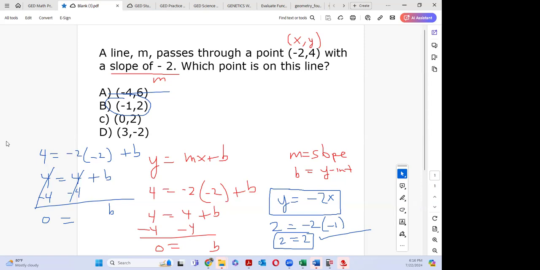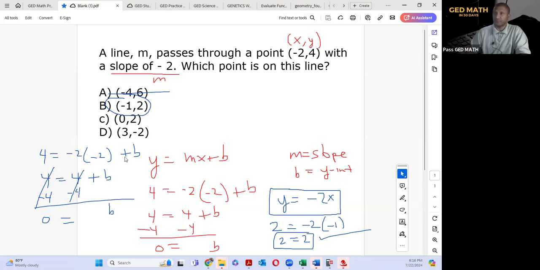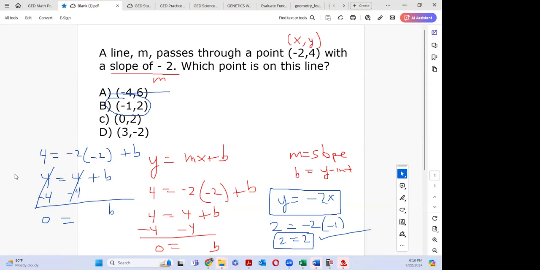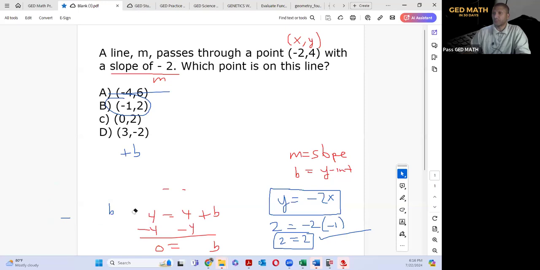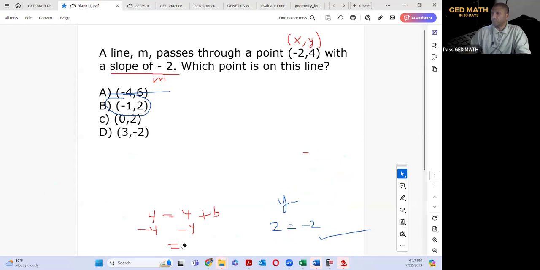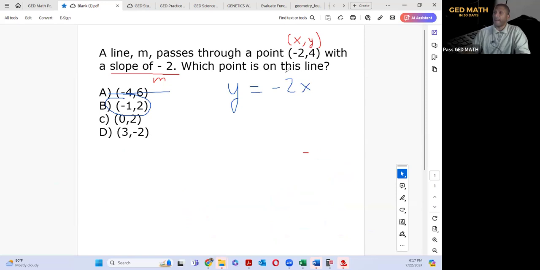Are you good now? Yeah, I understand the first part, but I don't understand how you have 2 equal 2. Okay. Let me erase this for a second. So we know the equation of the line is y equal -2x. You understand that, right? Correct.